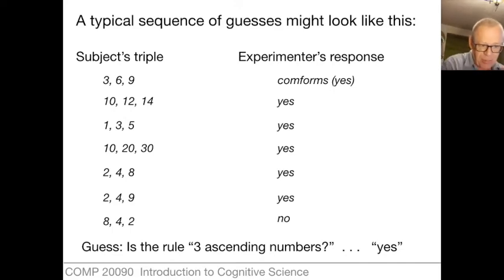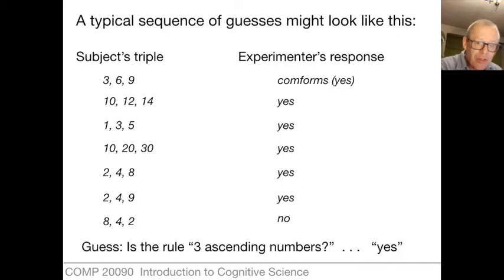That is, the experimenter has been answering based on the experimenter's understanding of the underlying generative pattern here, which is ascending numbers. Now, at this point, it's tempting to be arrogant as an experimenter and say, look, you're a terrible reasoner, subject. You just exhibited confirmation bias in everything you did there.